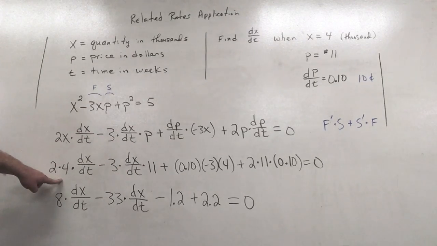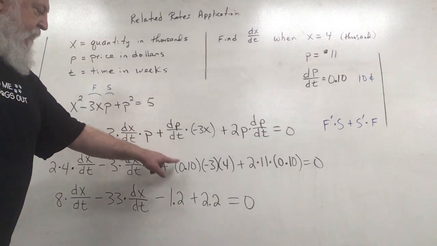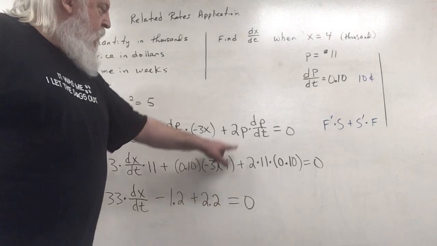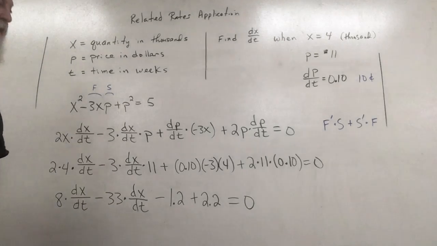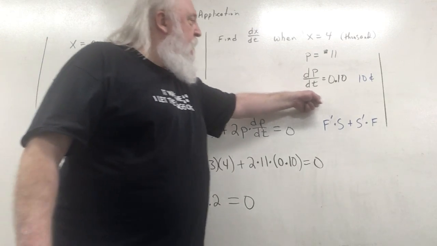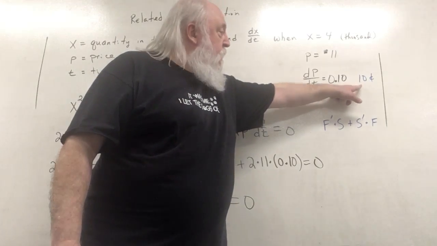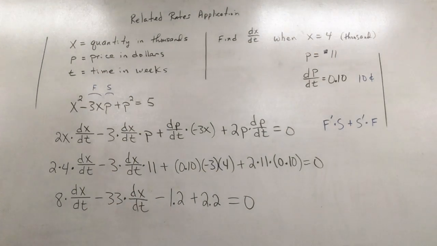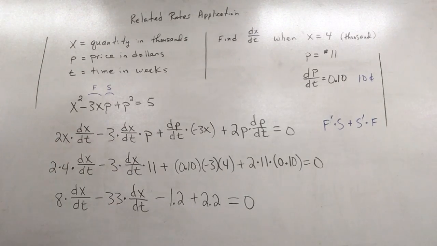So x is 4, p is 11, dp over dt is 0.1. Now the reason we use 0.1 for dp over dt, the derivative of price with respect to time, is that's how you write 10 cents in dollars, right? The price is going up 10 cents per week, but we write in dollars, we write 10 cents as 0.10. Okay? So now I've substituted in for x, p, and dp over dt, and now I got to simplify.